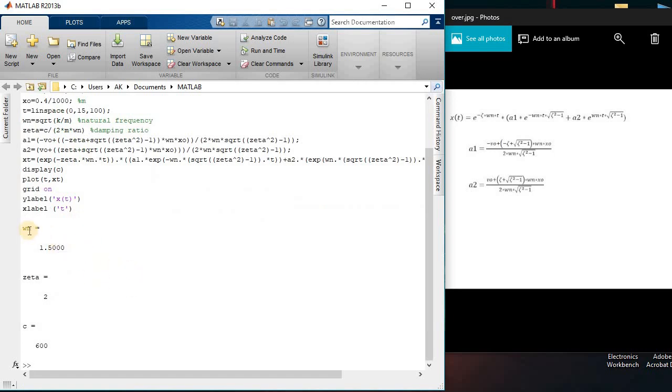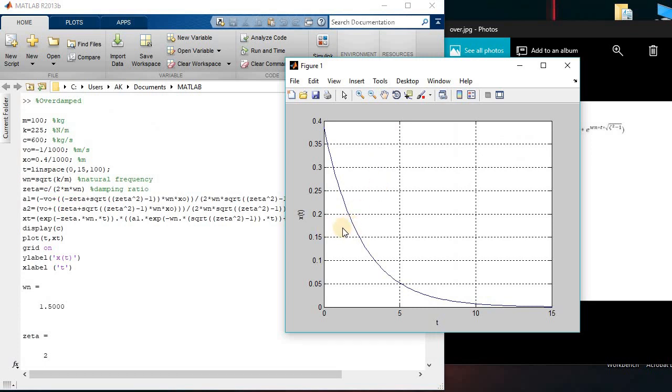You can see the different calculated values are here. Now by looking at the graph, it is simply clear that the overdamped system does not oscillate and has a slow rate and moves to its rest position. You can see that here. Now let's continue to our third type of system, that is the critically damped system.